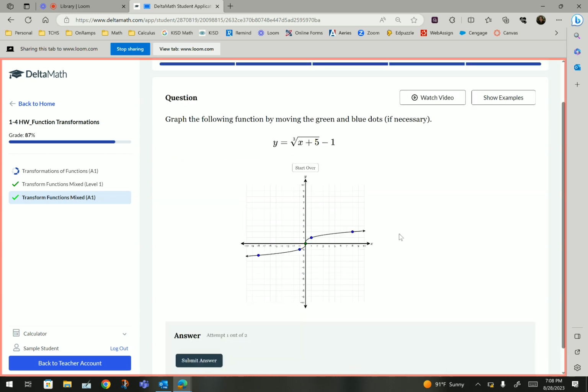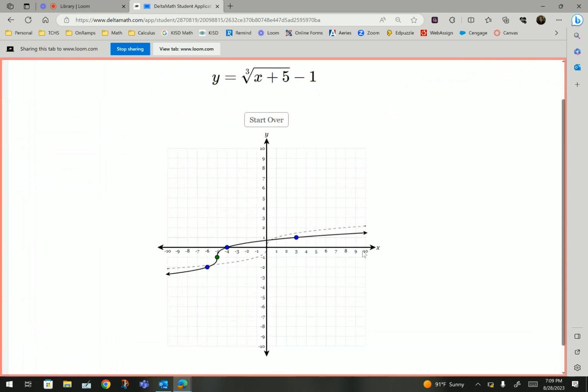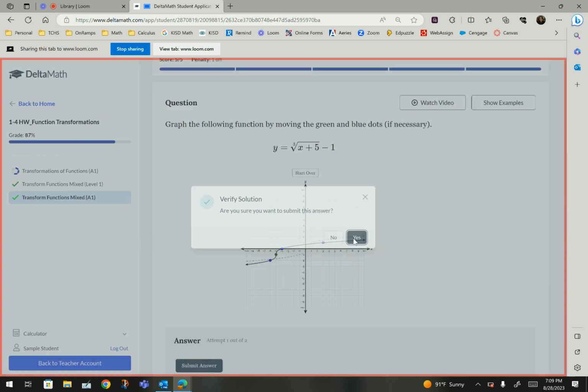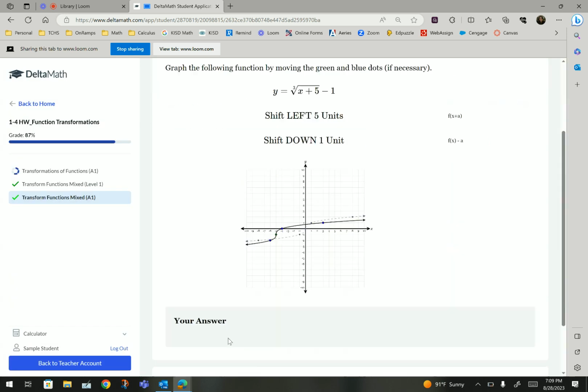So this one doesn't have the stretch, but we'll practice still. This positive 5 means opposite, left 5. Whoops, let's put that better. And this minus 1 means go down 1. So we're going to go down 1. Make sure that's correct. Yes, that looks correct. So let's submit this. All right, let's see if we get another one.